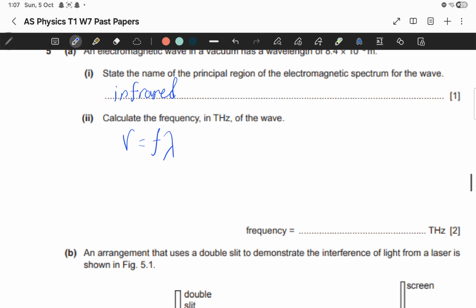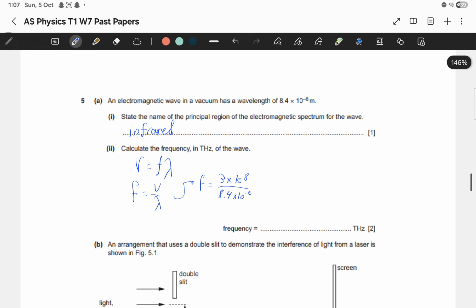So, electromagnetic wave, it's electromagnetic spectrum. You should memorize the ranges. Infrared. Okay, state the frequency. V equals F lambda. F is equal to V over lambda. So that means F is equal to 3 times 10 to the power of 8 over lambda, which is 8.4 times 10 to the power of negative 6. Lambda is given here. Okay, so this gives me 3.57 times 10 to the power of 13.